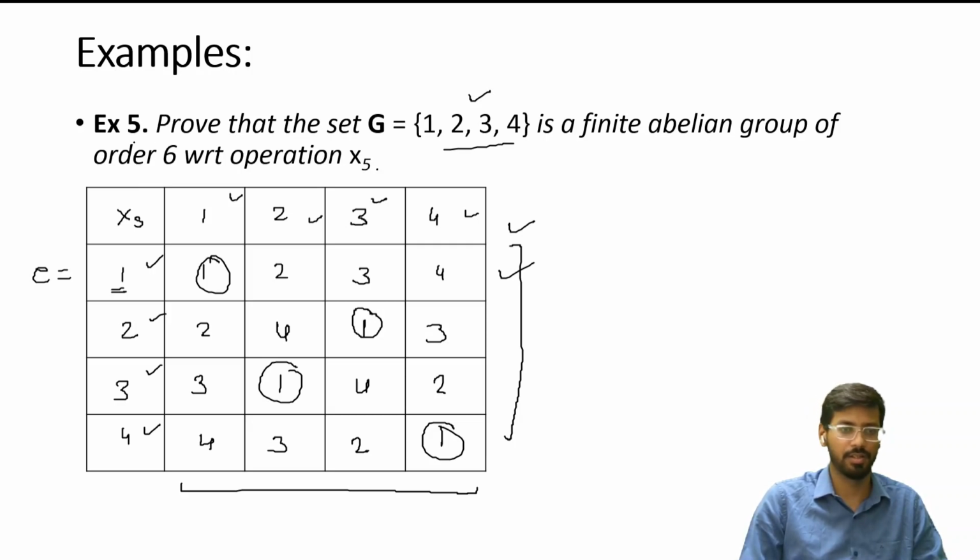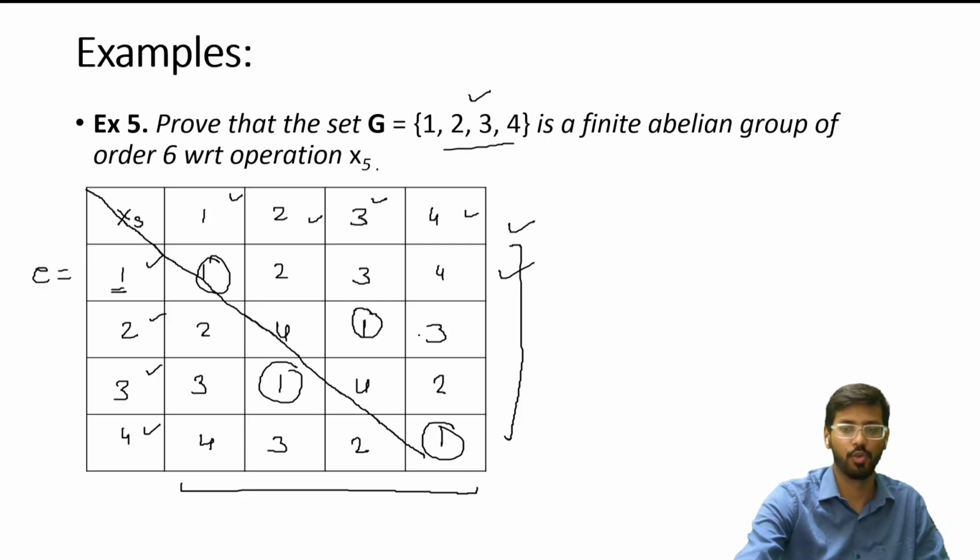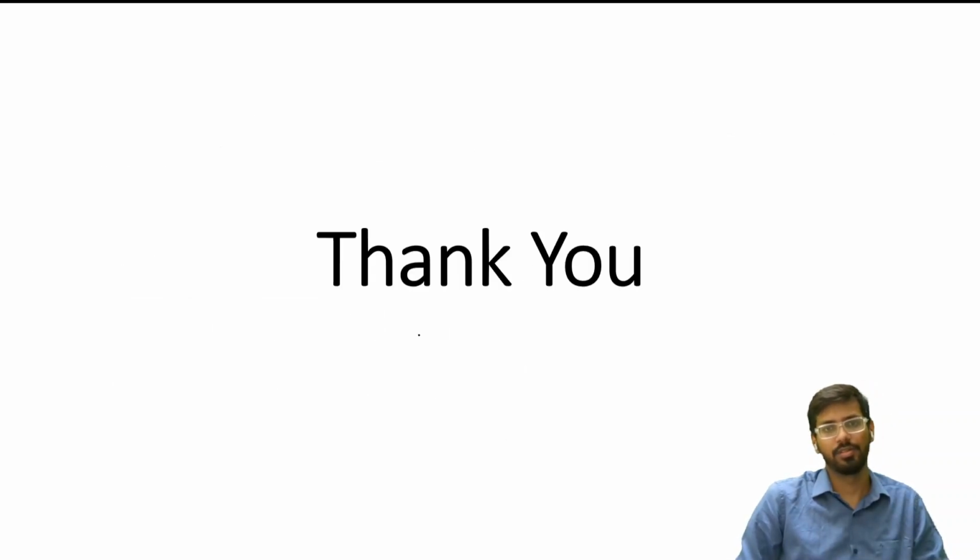Now we will check symmetry about this diagonal. Okay. So this 4 cross 4 matrix is symmetric about this diagonal. So we can say commutativity is also satisfied in this group. So we can call this group G as abelian group. So that's it for this lecture. We will cover some more properties of group in our next lecture. Thank you.